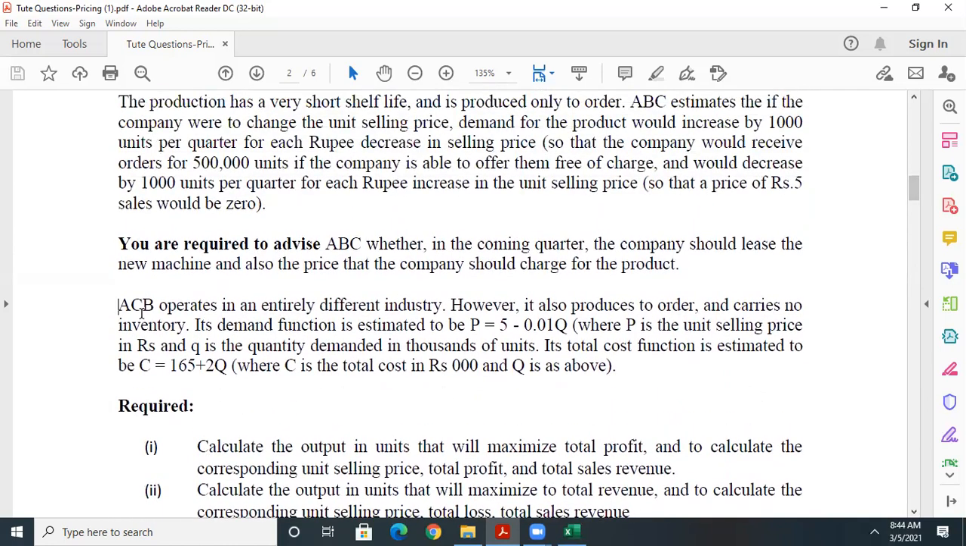Let's see. The ACB operates in an entirely different industry. However, it also produces to orders and carries no inventory. Right? A demand function is estimated to be P equals 5 minus 0.01 Q, where P is the unit selling price in rupees, and Q is the quantity demanded in thousands of units. Its total cost function is estimated to be C equals 165 plus 2Q, where C is the total cost in rupee thousands and Q is the quantity.